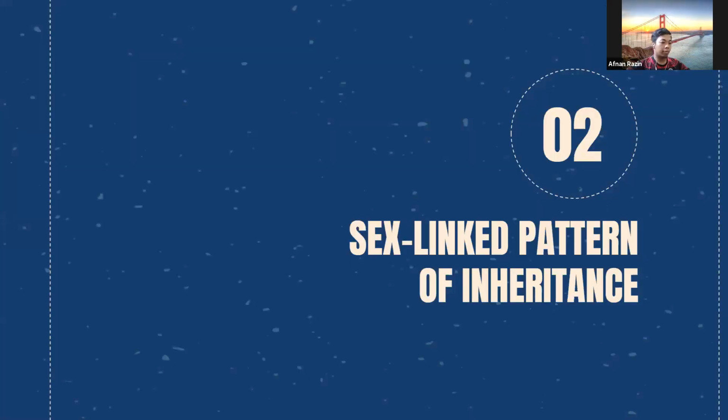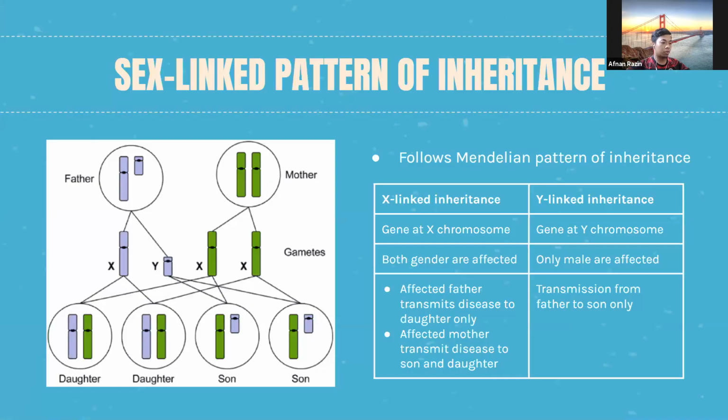So for the sex-linked pattern of inheritance, this pattern also follows the Mendelian pattern of inheritance, where there are three laws in the Mendelian inheritance pattern. As for X-linked inheritance, sex-linked refers to a gene located on one sex chromosome. So the gene is located on the X chromosome, while the gene for Y-linked inheritance is located on the Y chromosome.